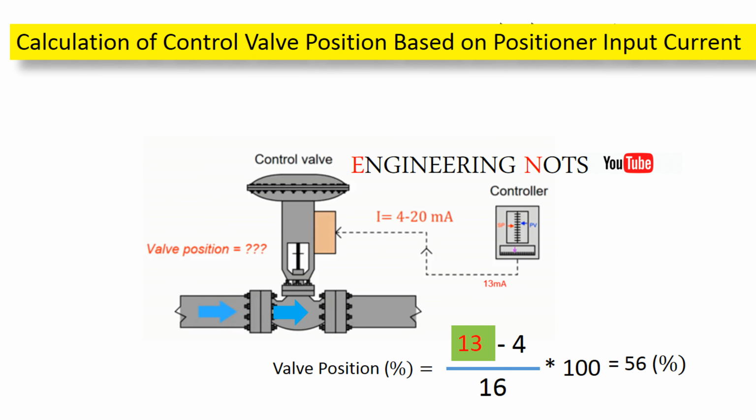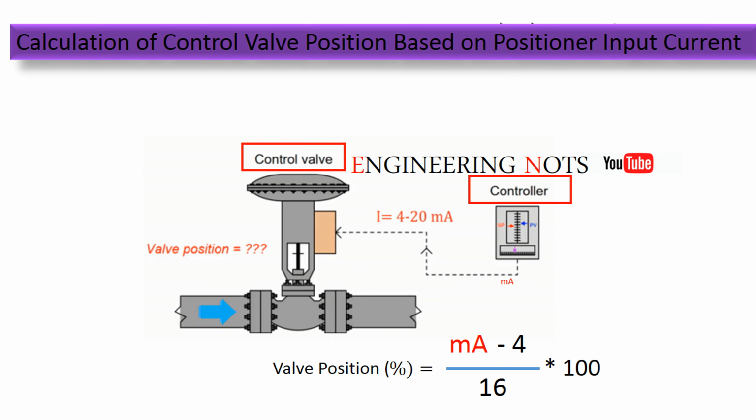In some maintenance situations, we may need to make sure that the control valve and the positioner are working properly. One of these methods is using this formula. In this formula, the valve position is expressed as a percentage, and the milliamp value, shown in red, is the input current of the positioner in milliamps.